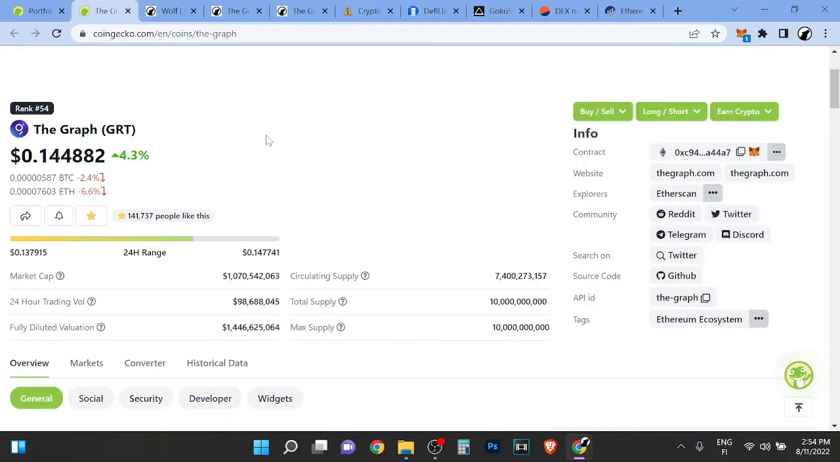So with that being said, the Graph is part of my portfolio. I'm looking at dollar cost averaging in this bear market. And this is a token that, in my opinion, can go 10 to 100x in the longer term.